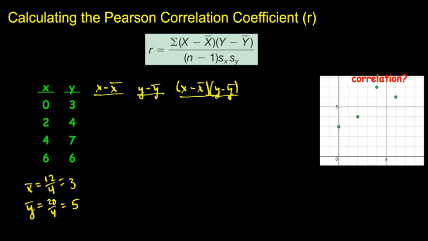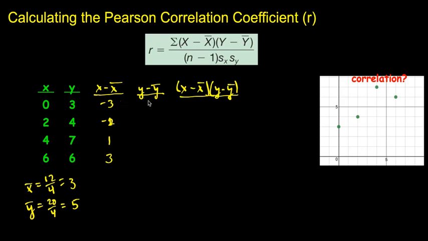Now we'll come over here and do each x value minus the mean of the x's. 0 minus 3 is negative 3. 2 minus 3 is negative 1. 4 minus 3 is 1. And 6 minus 3 is 3. Nope, there's a mistake there. There it is. I was making sure that this totaled 0, just like it did when we calculated standard deviation.